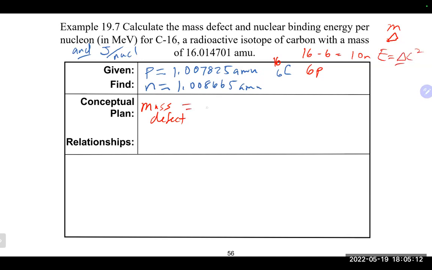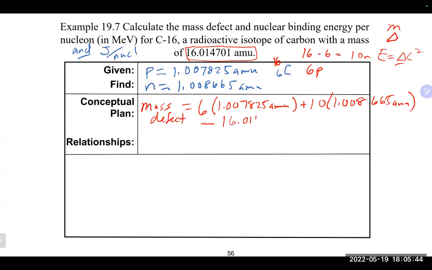So we're going to take our 6 protons and multiply it by the atomic mass of a proton, 1.007825 AMU. We're going to add it to our other member of the nucleus there, which is our 10 neutrons times the mass of a neutron, 1.008665 AMU. We're then going to subtract it from the atomic mass of the isotope, which is usually given to you, and that is 16.014701. That's a lot of numbers.